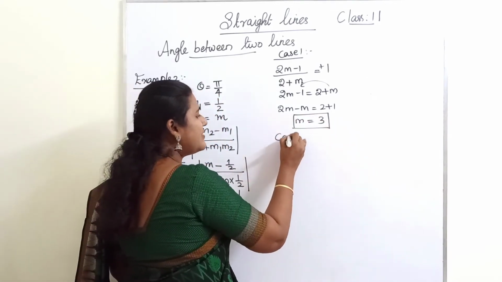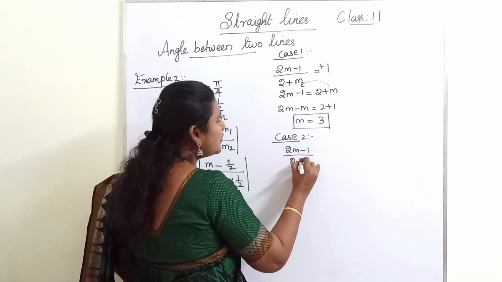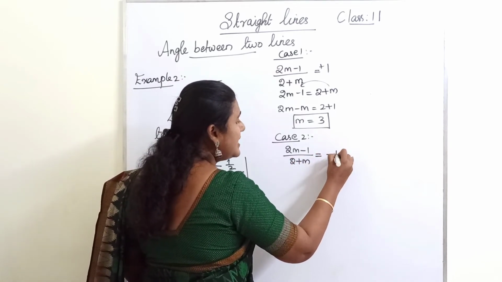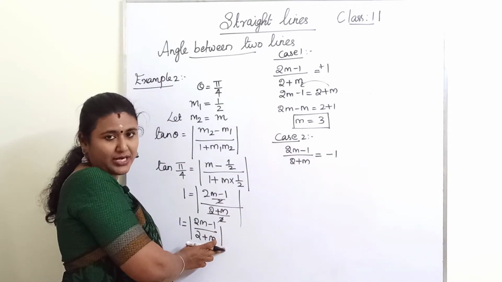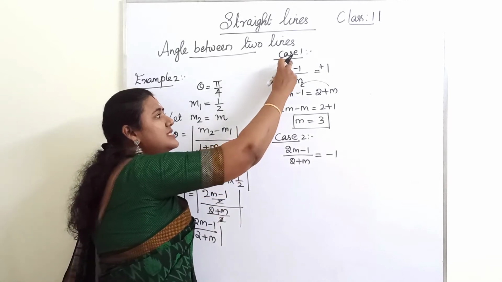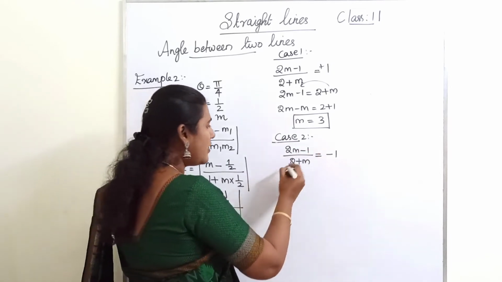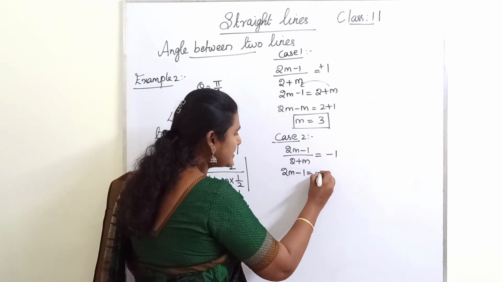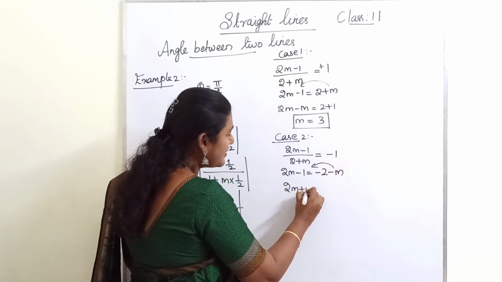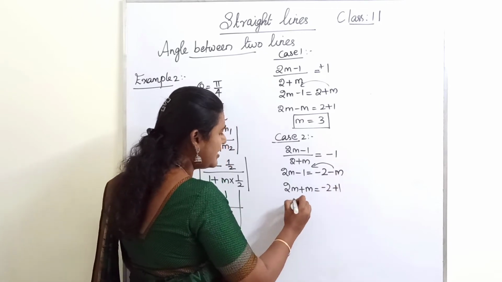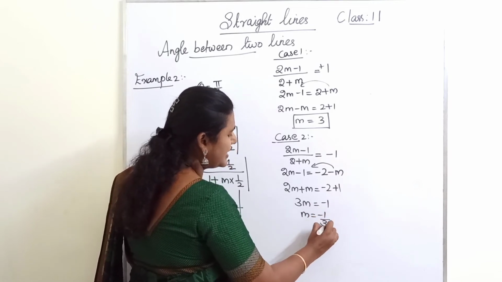Now case 2, we will take this value as negative. So (2m minus 1) by (2 plus m) is equal to minus 1. When you remove the modulus, you get two cases: in the first case you take it as positive, and in the second case as negative. Now we will cross multiply. So 2m minus 1 is equal to minus 2 minus m. We will take minus m to the left side. So 2m plus m is equal to minus 2 plus 1. So 3m is equal to minus 1. So m is equal to minus 1 by 3.